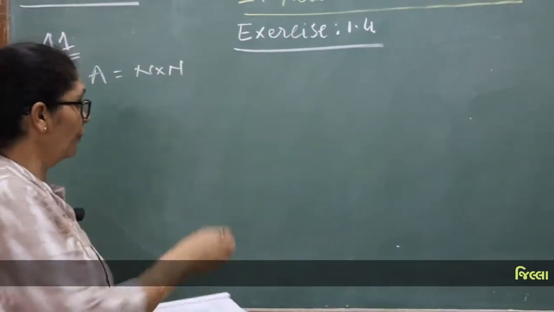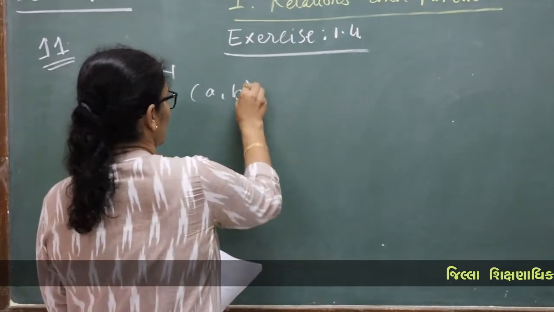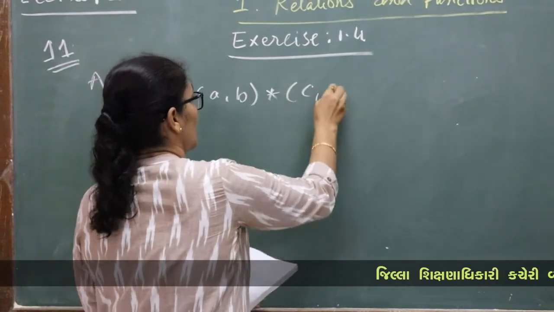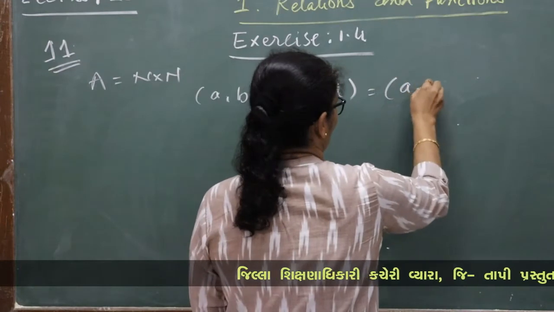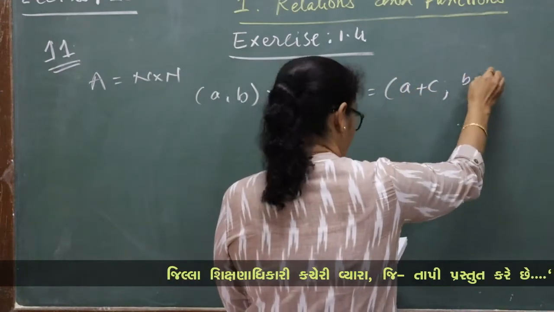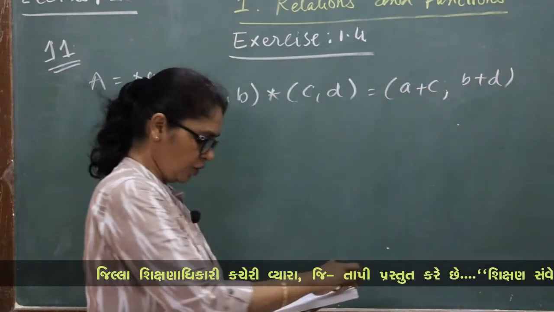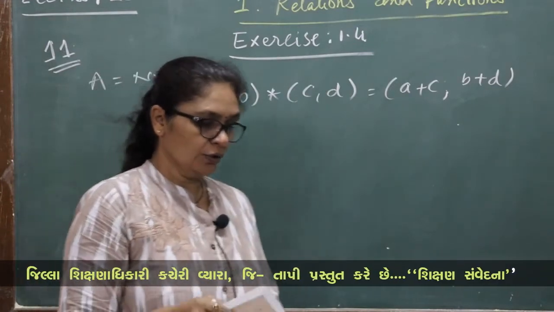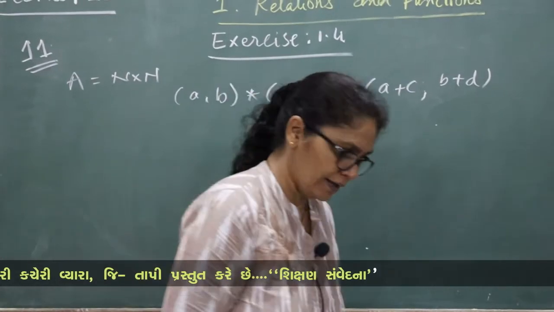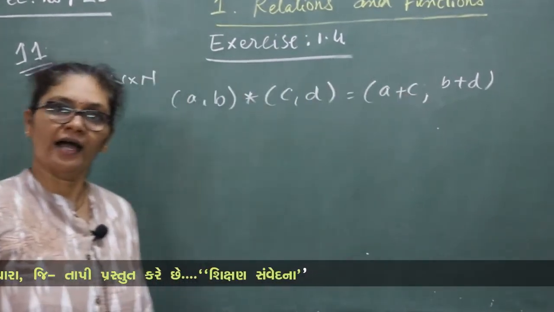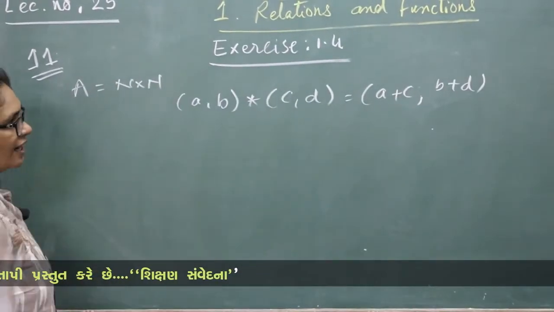What is the binary operation given? That (a, b) and (c, d) are related in such a way that (a plus c, b plus d). Now what is your question? You have to check whether it is commutative, associative, and lastly you have to find the identity element. So let's start with commutative.